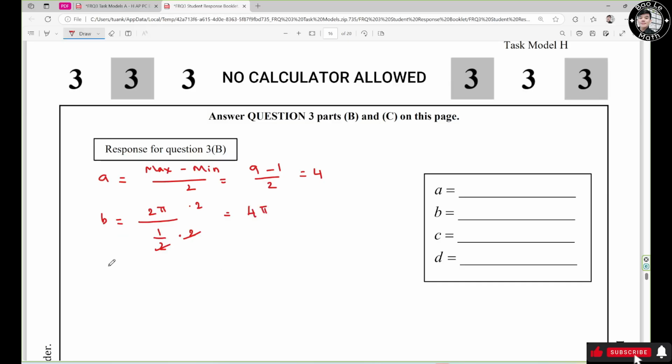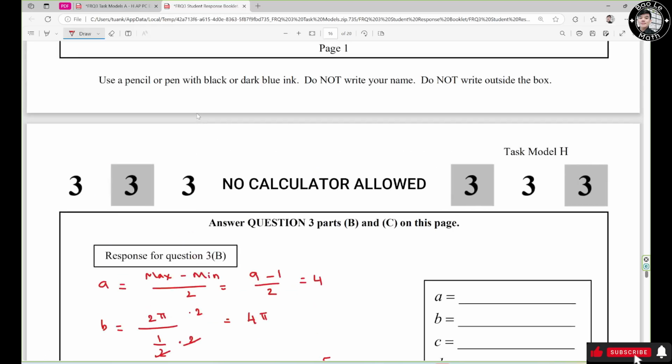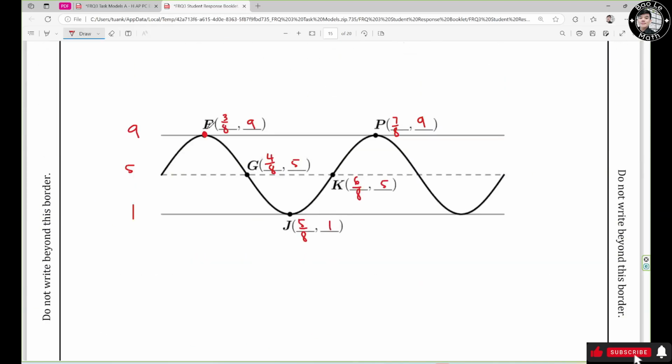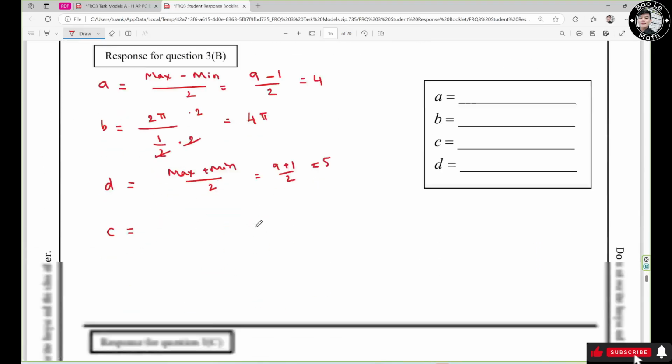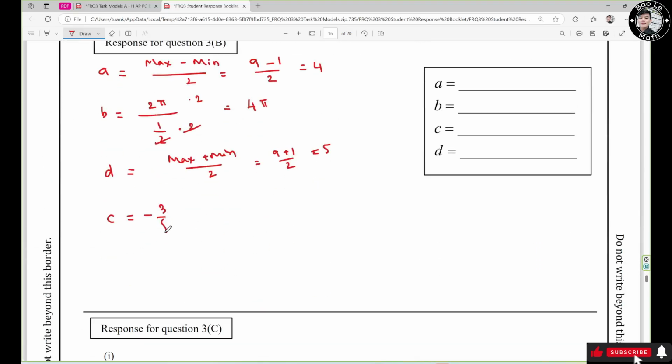Now, I'm going to move on to D first. The midline is going to be max plus min divided by 2. So it could be 9 plus 1 divided by 2. So it could be 5. Now, C right here. Since this is a cosine function, I have the option right here and right here, or right here. If I stop right here, which means I move to the right 3 over 8 units, so C equals negative 3 over 8.